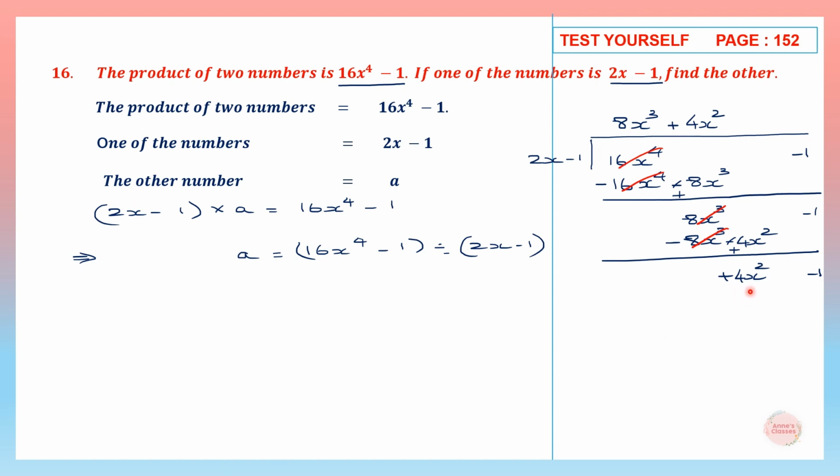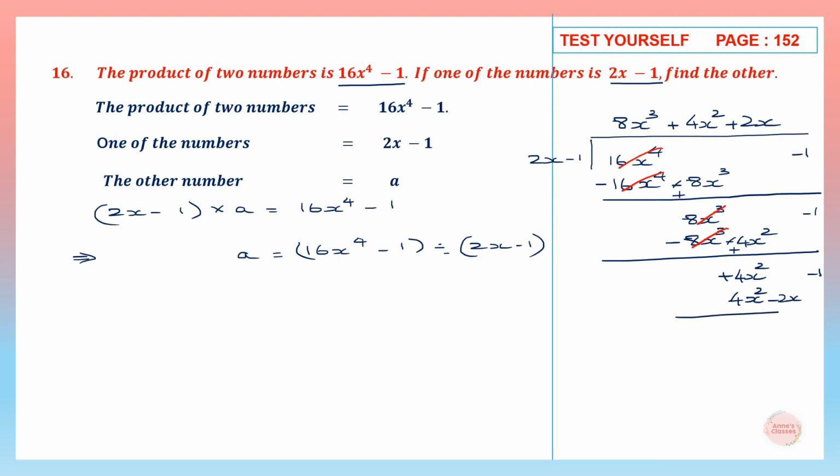Again, take the first term of the dividend divided by the first term of the divisor. So that is 4x square divided by 2x. So 2 and 4 get cancelled: 2 twos are 4. So that is 2x to the power of 2 minus 1, which is simply 2x. Let's write it on top, plus 2x. Now the next step, multiply 2x with every term here. 2x into 2x: 2 twos are 4. Let's write it here. x into x is x square. Then plus 2x into minus 1 makes it minus 2x.